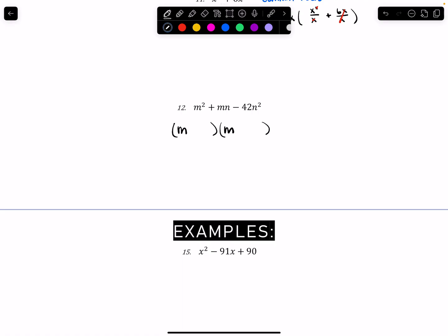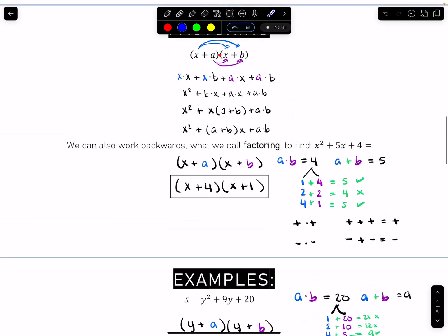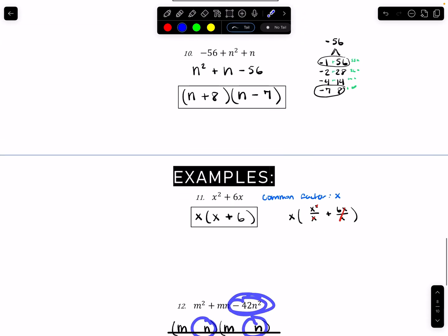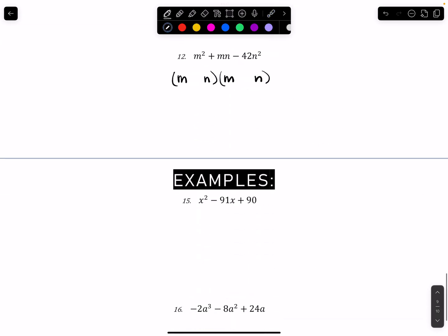The only way to get m squared is m and m, right? The only way to get n squared is n and n, right? And then we're getting a negative, right? This times this will always give us this last term, right? How do I know that? That guy, right? Always gives us our last term. We want it to be negative, but then we want them to add to give us something positive. That means one's going to be positive, one's going to be negative. Okay, and then there's some number here, right?